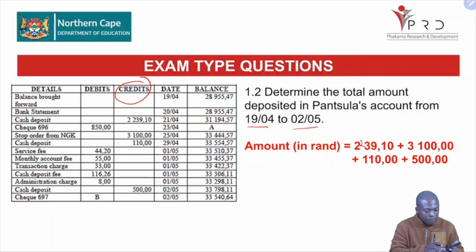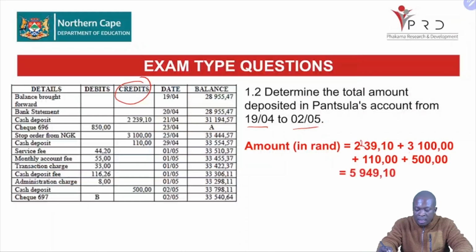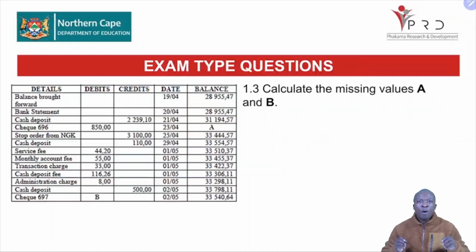Let's have the first one, 2,239 and 10 cent plus 3,100 plus 110 plus 500. Then we are going to get 5,949 rand and 10 cent. All right. How about question 1.3?